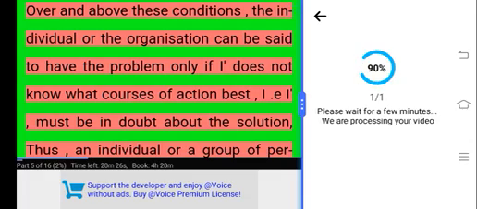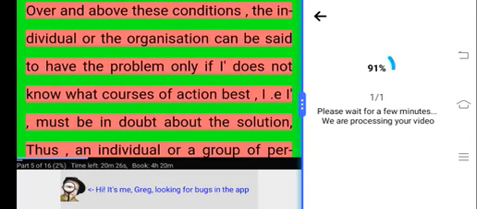Over and above these conditions, the individual or the organization can be said to have the problem only if he does not know what course of action is best, i.e., must be in doubt about the solution. Thus, an individual or a group of persons can be said to have a problem which can be technically described as a research problem, if the individual or the group, having one or more desired outcomes, are confronted with two or more courses of action that have some but not equal efficiency for the desired objectives and are in doubt about which course of action is best.